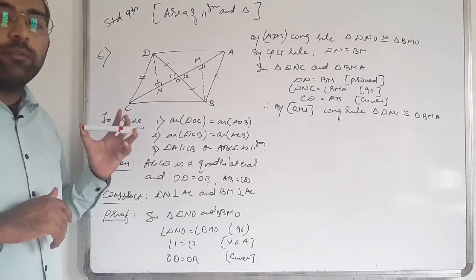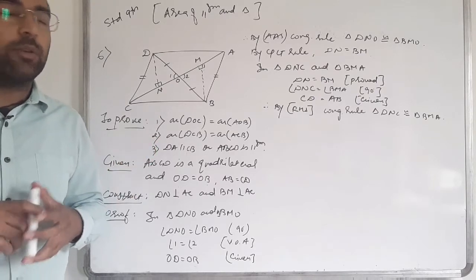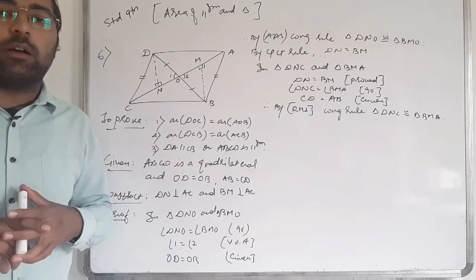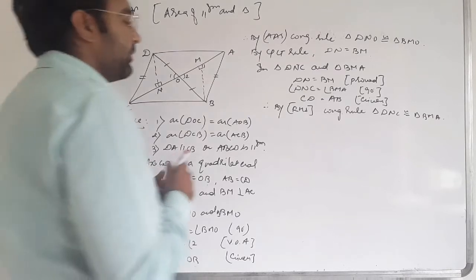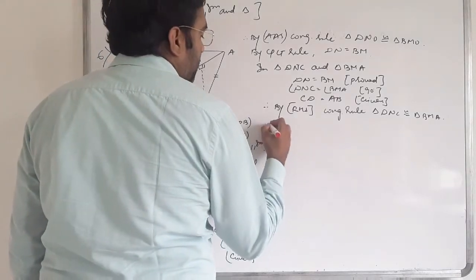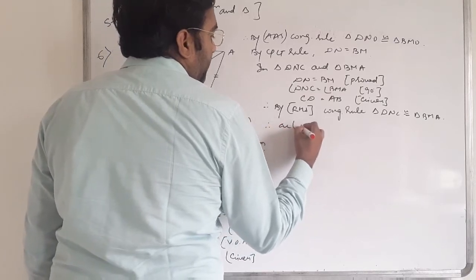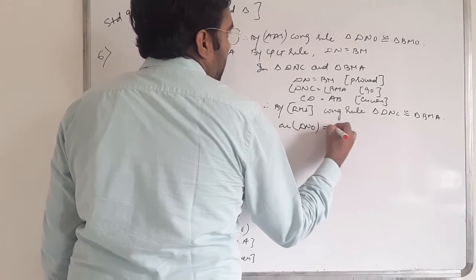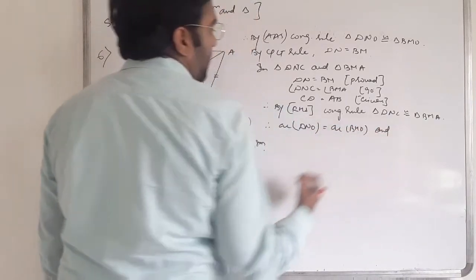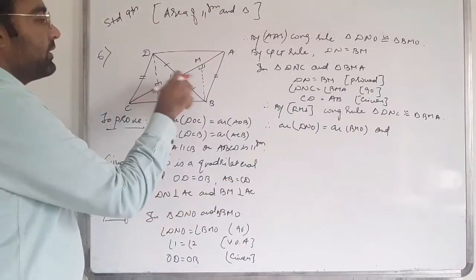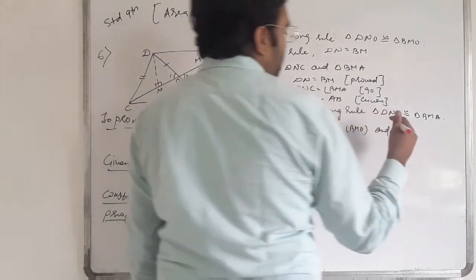Now we know that if triangles are congruent, then they are equal in area. Therefore, area of DNO is equal to the area of BMO, and area of DNC is equal to the area of BMA.